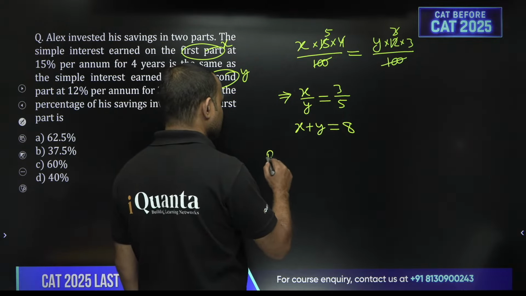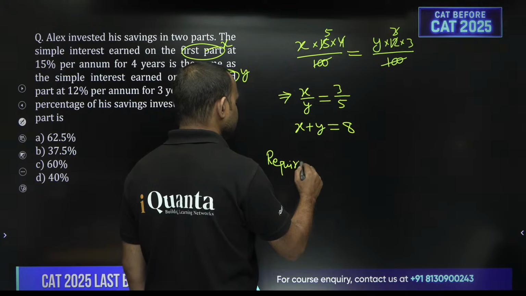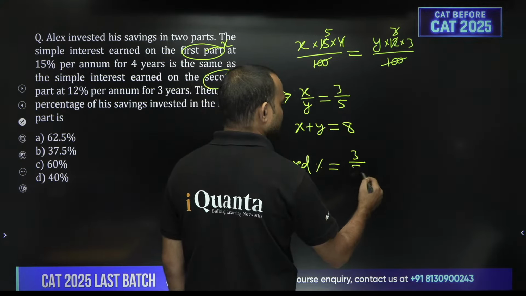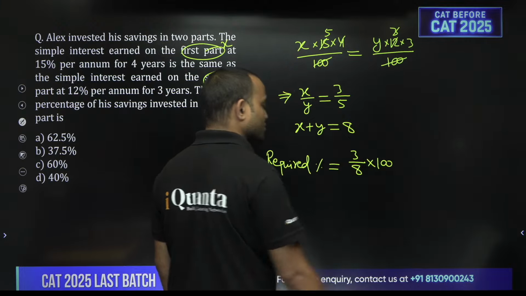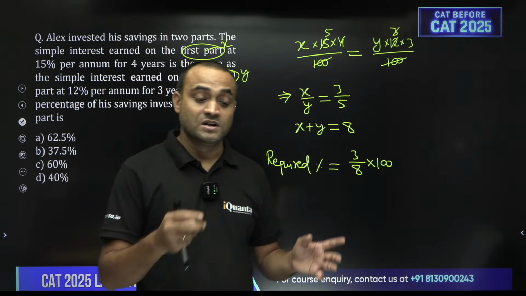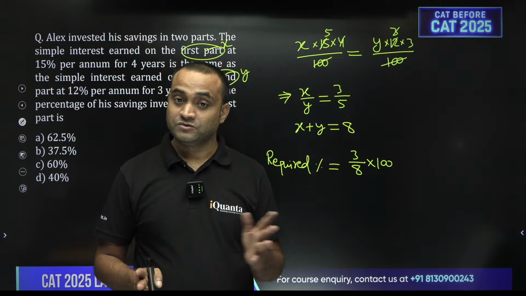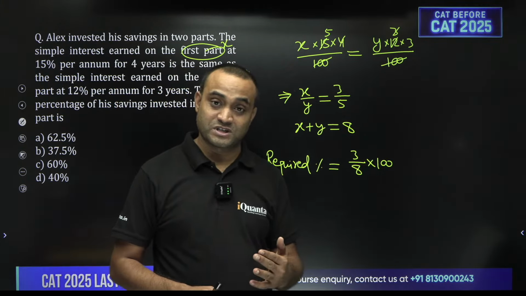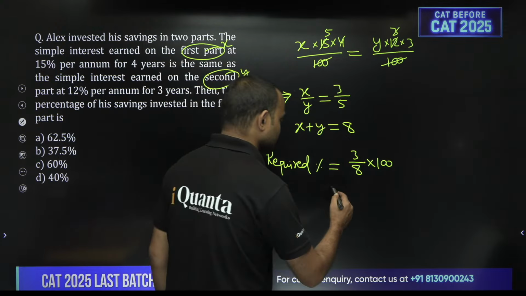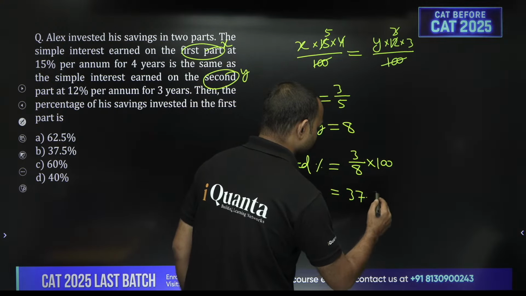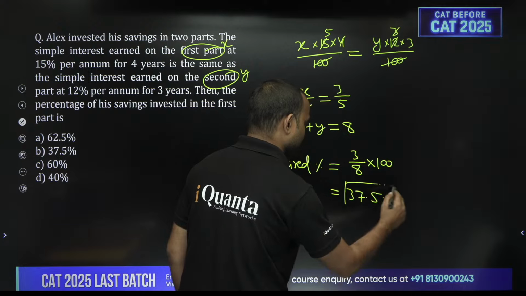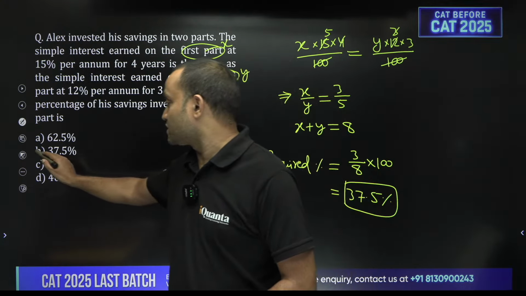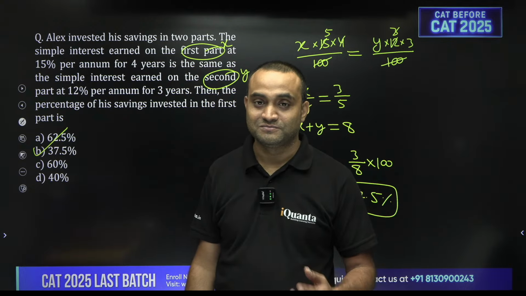So what we can say, required percentage is equal to first part 3 units, total is 8 units, 3 by 8 into 100. And if you are familiar with fraction to percentage conversion, you must remember that 1 by 8 is equal to 12.5%. So 3 by 8 will be equal to 37.5%. So the first part is 37.5% of the total. So our answer is option B.